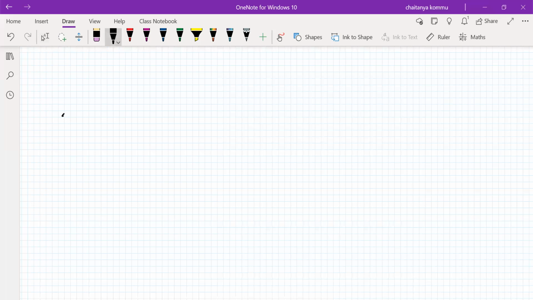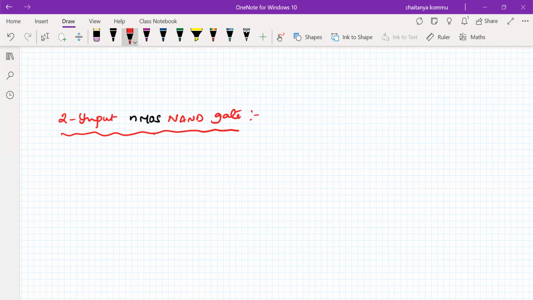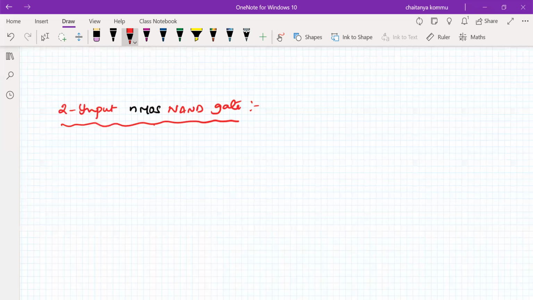As we have seen, a two-input NAND gate. For example, a CMOS NAND gate. Sorry, an NMOS NAND gate. What do you mean by this, NMOS NAND gate? That means I'm using a depletion-type mode transistor as the pull-up network. Okay, and the pull-down network is this one.